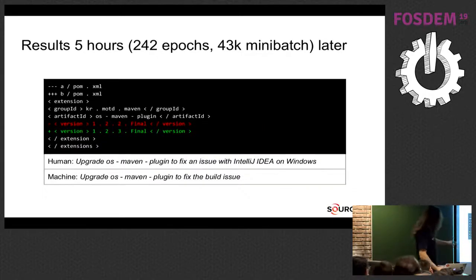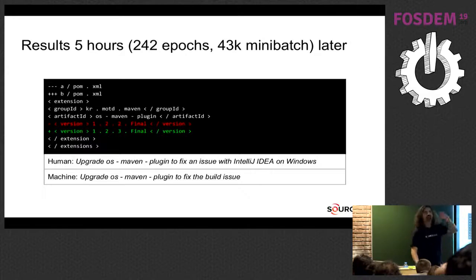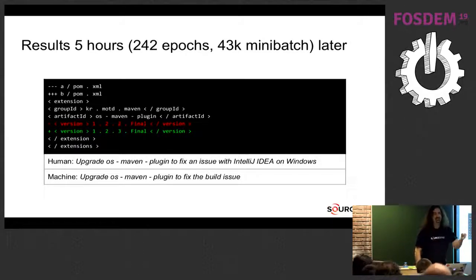This is my favorite. So version 1.2.3 in the POM file of Maven plugin: update the OS Maven plugin to fix an issue with IntelliJ IDEA on Windows. There was no way the machine could actually know that on Windows the developer had a problem. And so the machine said, upgrade the OS Maven plugin to fix the build issue. Because if you're fixing the POM file, it means that you have a build issue.